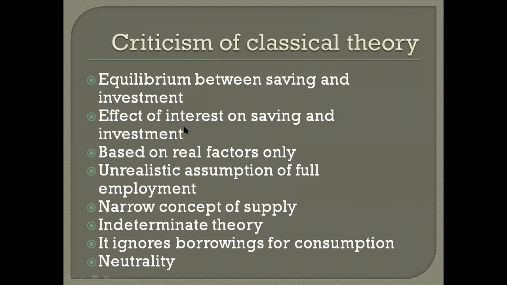Then the next point is effect of interest on saving and investment. It is wrong according to Keynes. Classical economists said that both saving and investment are influenced by rate of interest. But in reality, according to Keynes, saving is influenced by more income than the rate of interest. Similarly, investment is influenced by marginal efficiency of the capital. Marginal efficiency of the capital means expected profitability from the business.